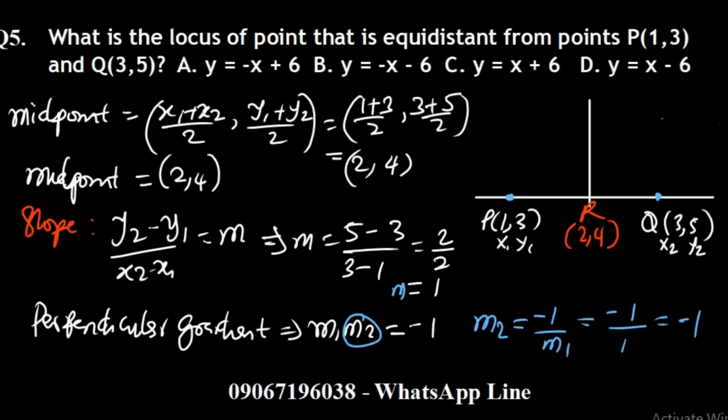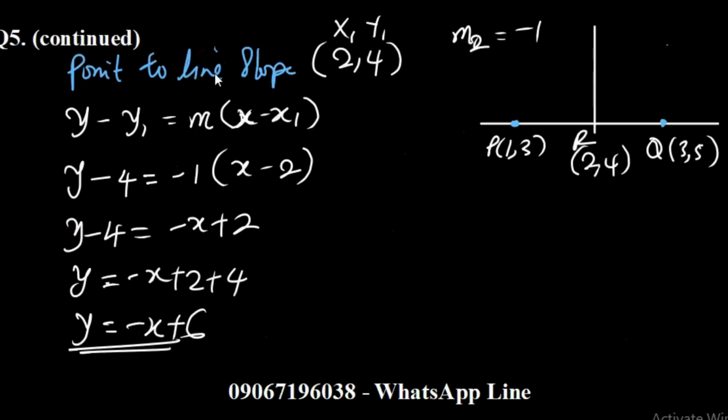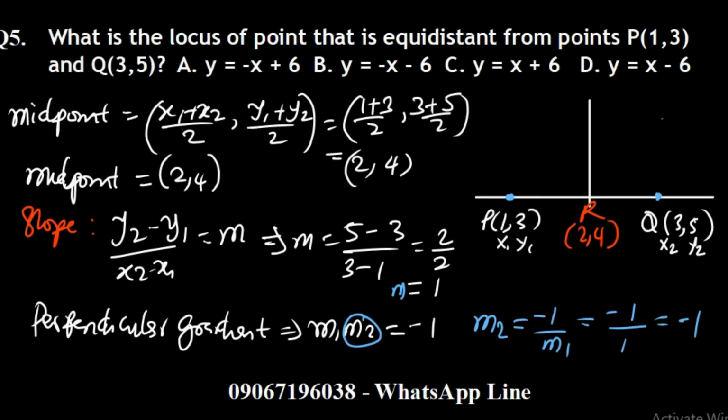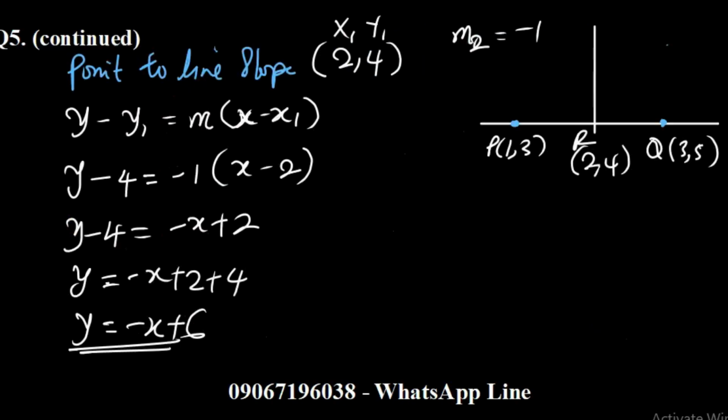Remember, the question asked us to find the locus of the point that is equidistant from the points. So this is the locus. Now y is equal to minus x plus 6. So the answer to this question is option A, which is the correct answer. Now we'll move over to the next question.